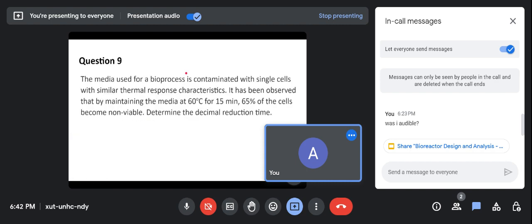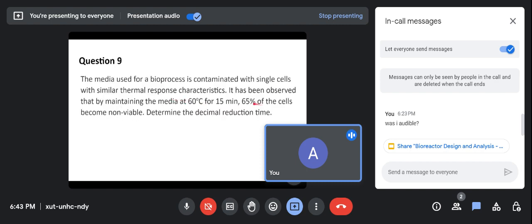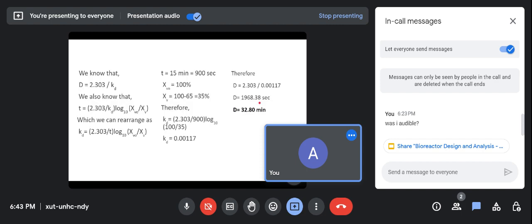So you know time, which is 15 minutes, is equal to 900 seconds. You know the initial amount of cells we will consider as 100%, and you know the final amount of cells, since 65% has been reduced, so you are left with 35%, right? So therefore KD is equal to 2.303 divided by 900 log 10 of 100 by 35. So you get the KD value as 0.00117.